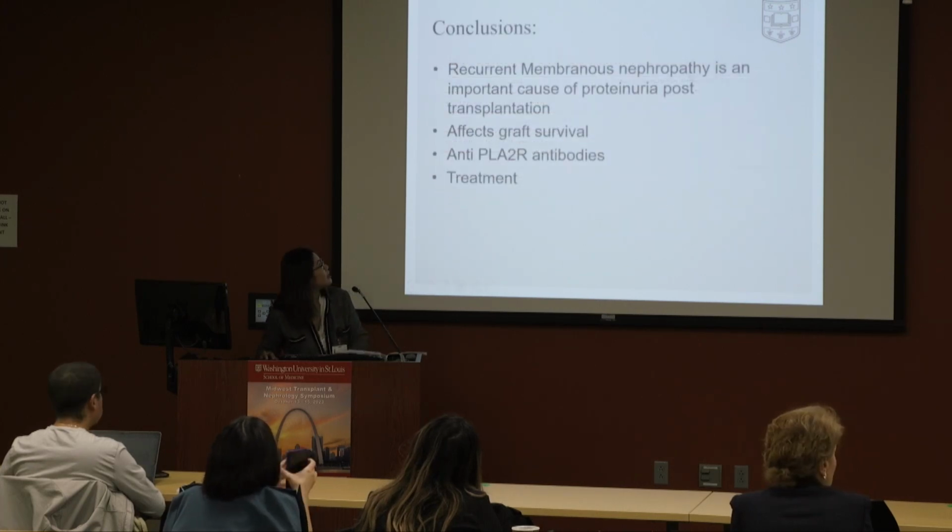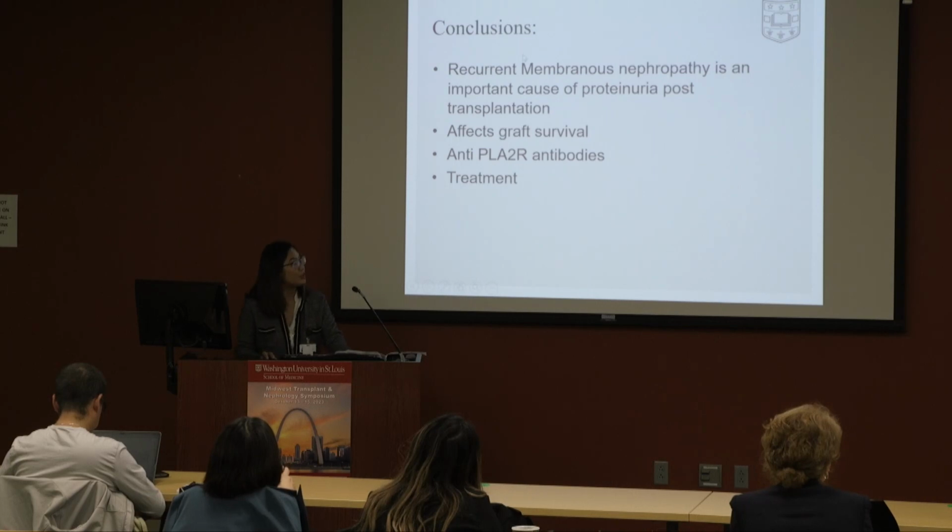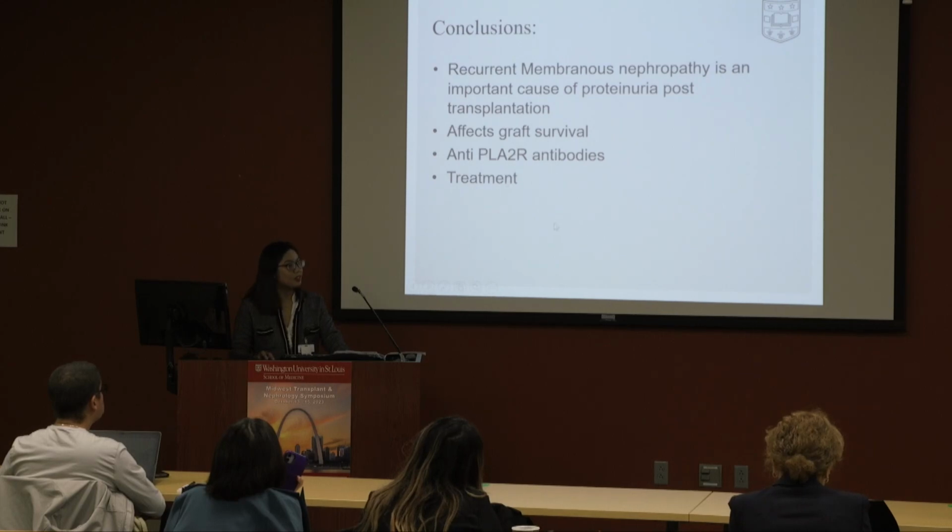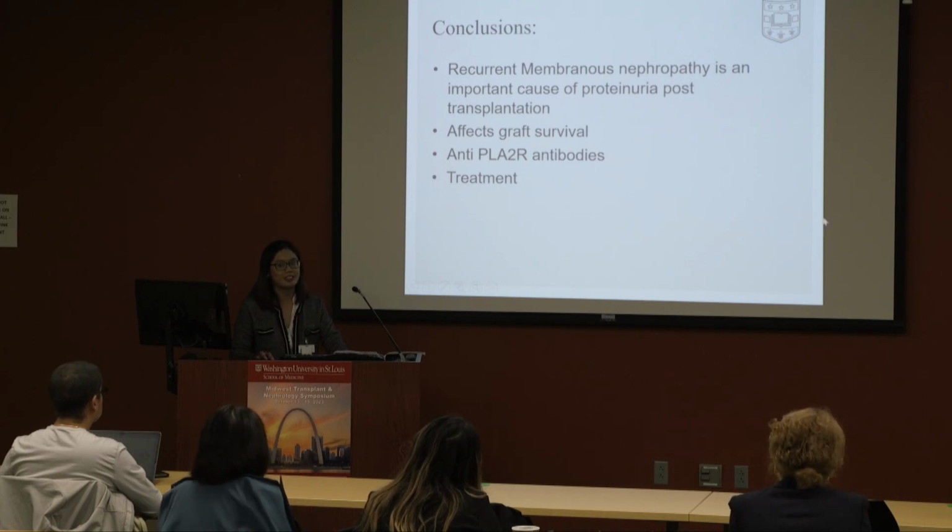So, in summary, recurrent membranous is an important cause of proteinuria post-transplant. It has a significant impact on graft survival. There is value, it appears, in looking at anti-PLA2R antibodies and THSD7A. And for treatment, we still need to study the other medications we could use, but there is optimism with the use of rituximab for these cases.